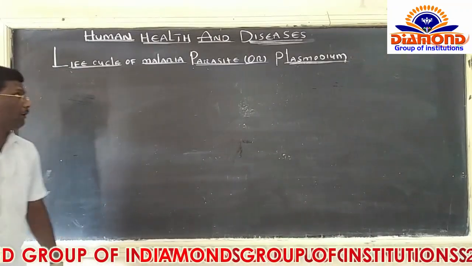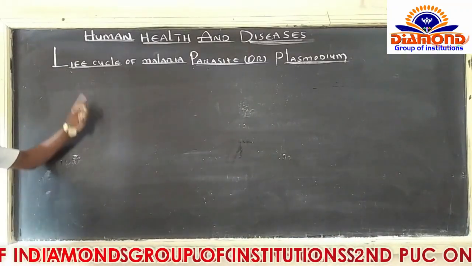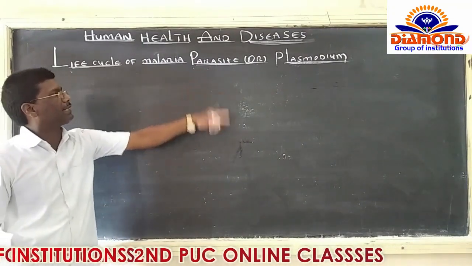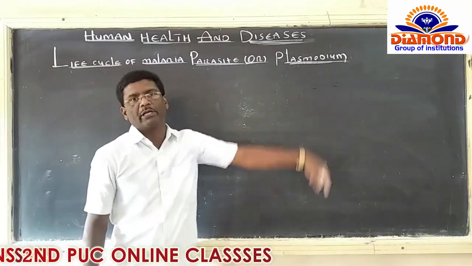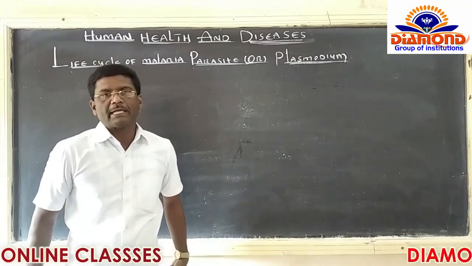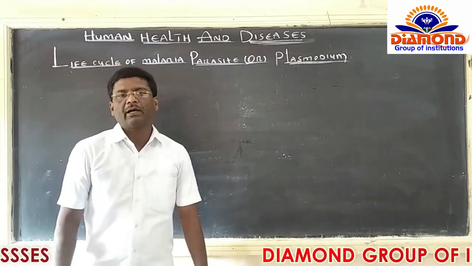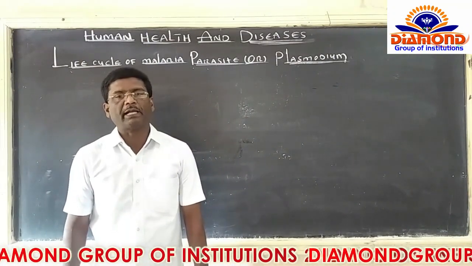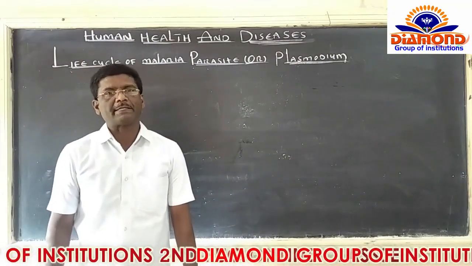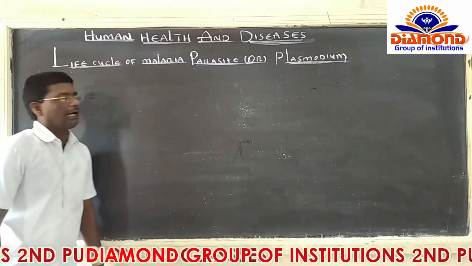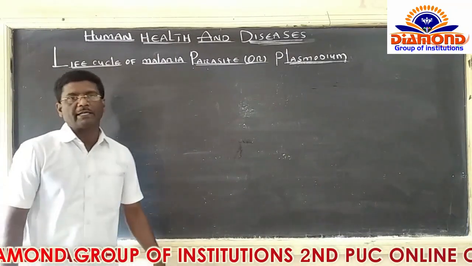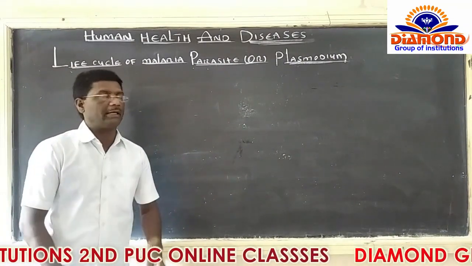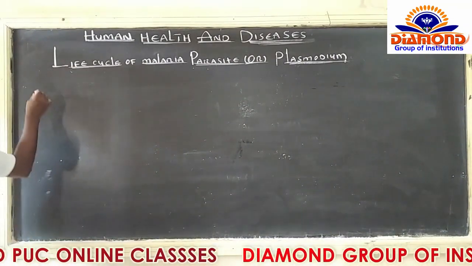Now have a look here. The next topic is the life cycle of the malaria parasite, or Plasmodium. In the previous class, I explained to you very clearly regarding Plasmodium. In Plasmodium, 4 different species are present. Now, looking at the Plasmodium, I would like to explain a little back history regarding malaria disease.